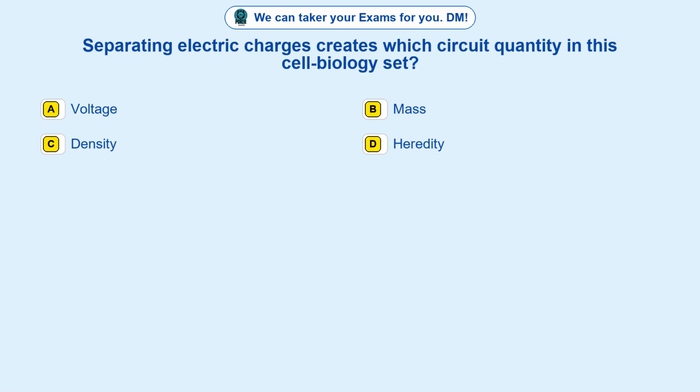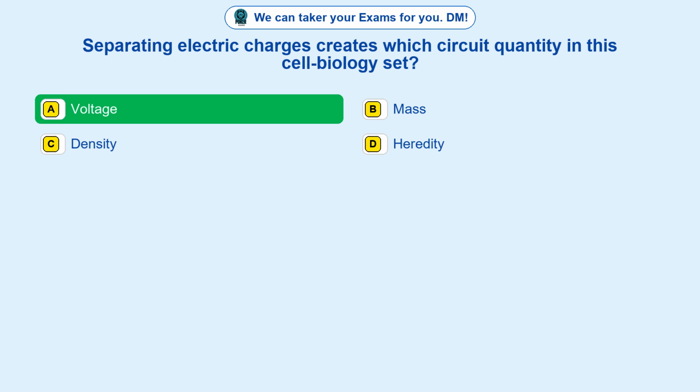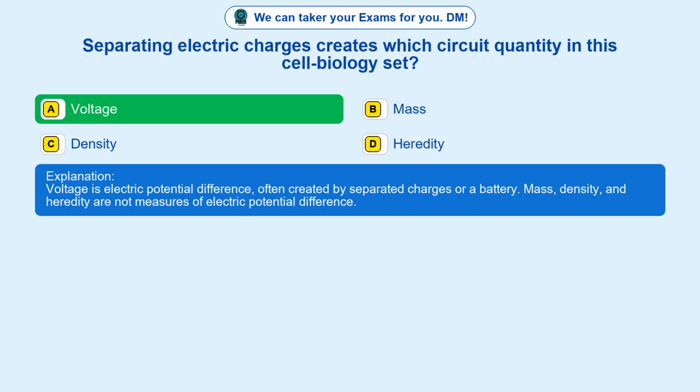Question 70. Separating electric charges creates which circuit quantity in this cell biology set? Option A, voltage. Option B, mass. Option C, density. Option D, heredity. The correct answer is option A. Voltage. Voltage is electric potential difference, often created by separated charges or a battery. Mass, density, and heredity are not measures of electric potential difference.